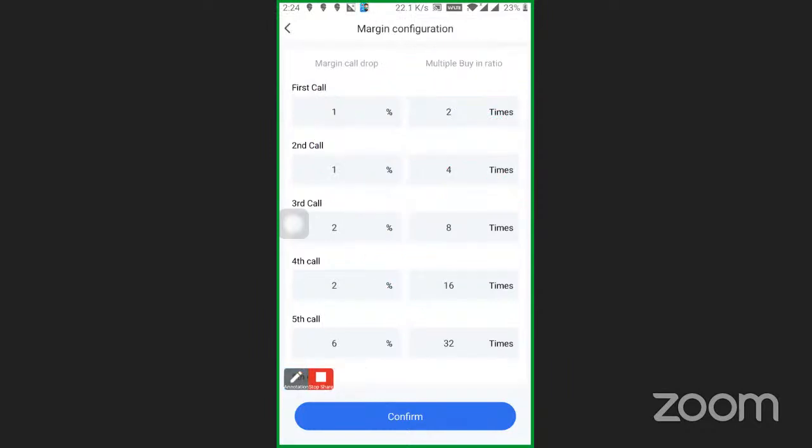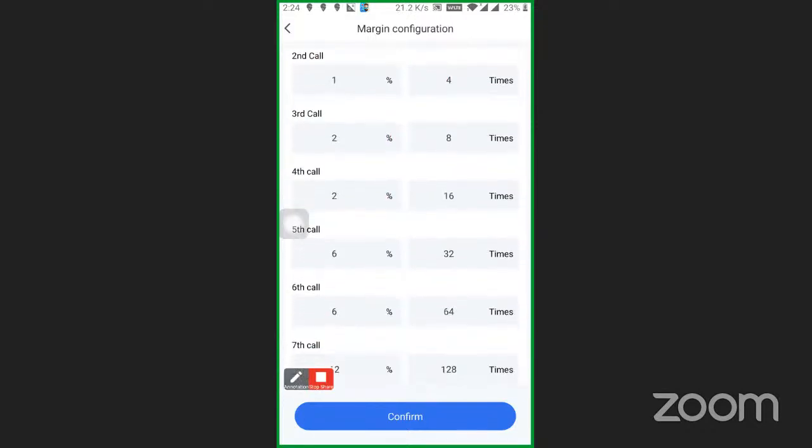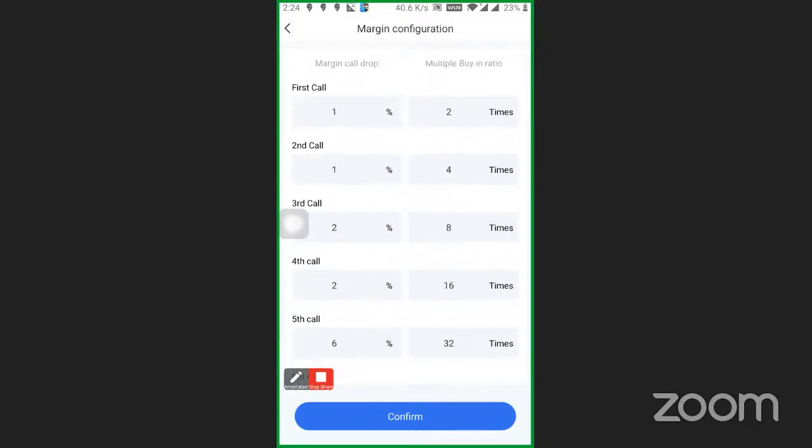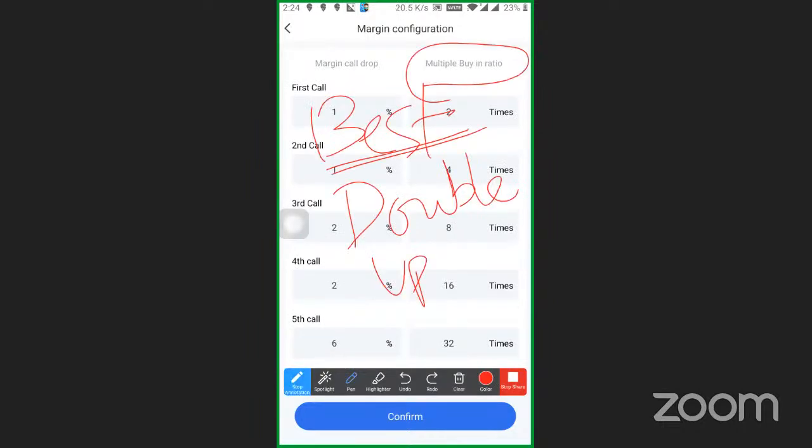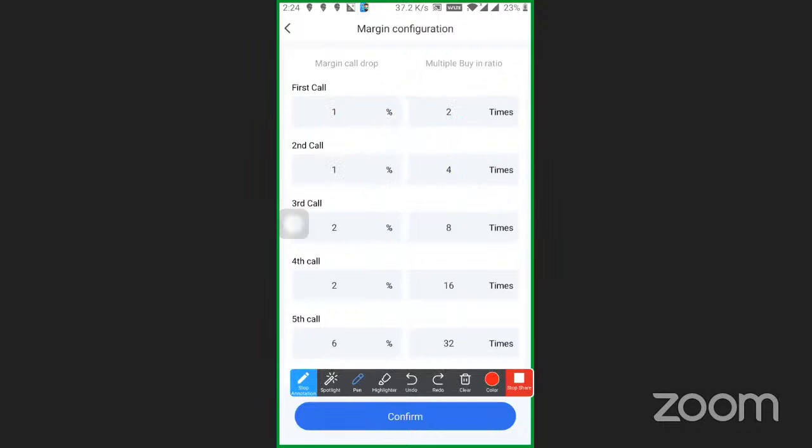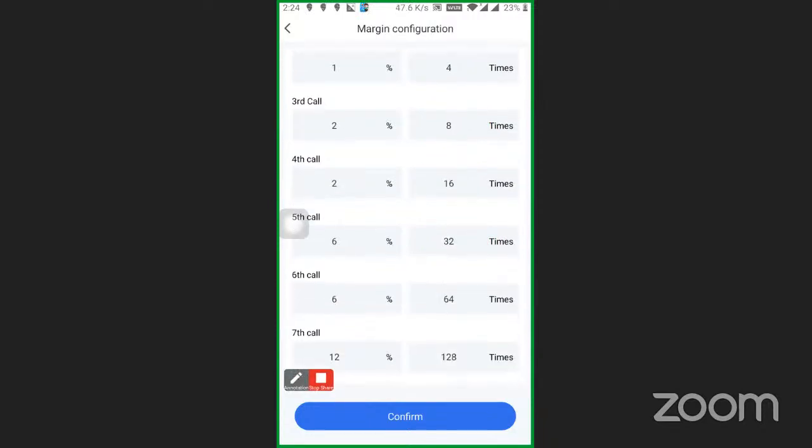We are actually seeing this strategy. This is the actual double up strategy that the Royal Queue robot gives us as a default setting, right? If you see here, in the first call you buy 2 times, and every next call you buy double of the previous call. So if you buy 2 times in the first call, you buy 4 times in the second call, double of 4, that is 8 times, in the third call, and so on. 16, then 32, then 64, then 128. So you are just doubling up what you bought previously.